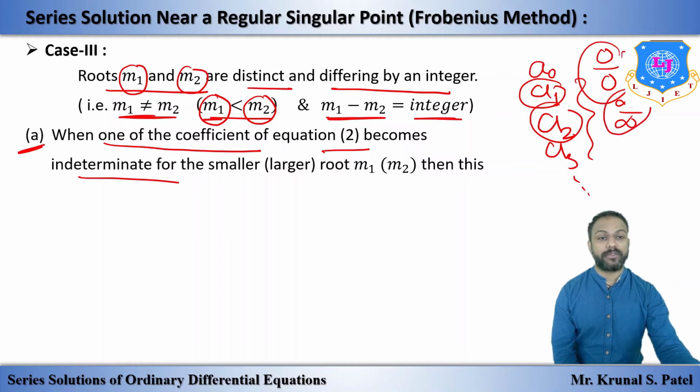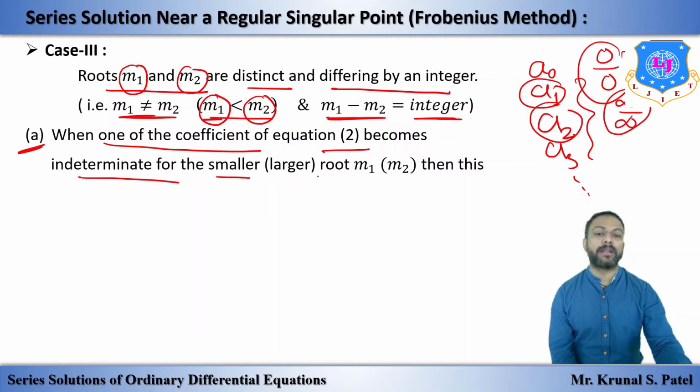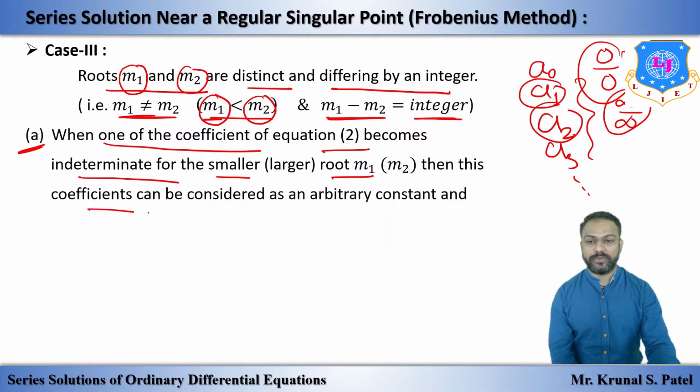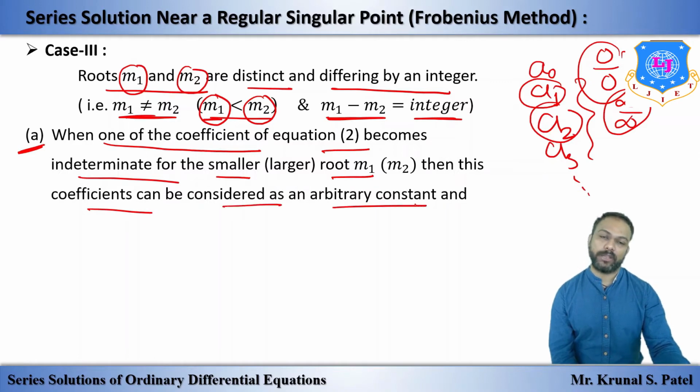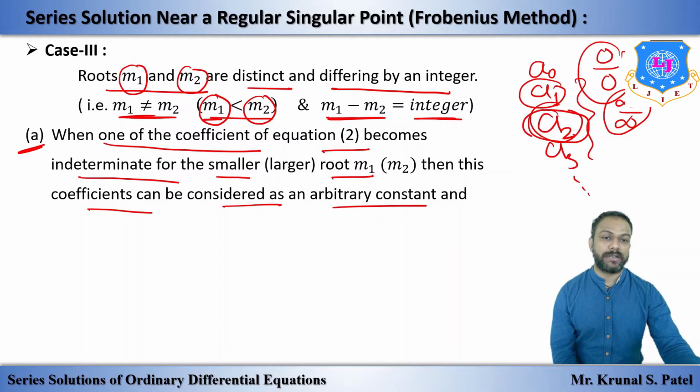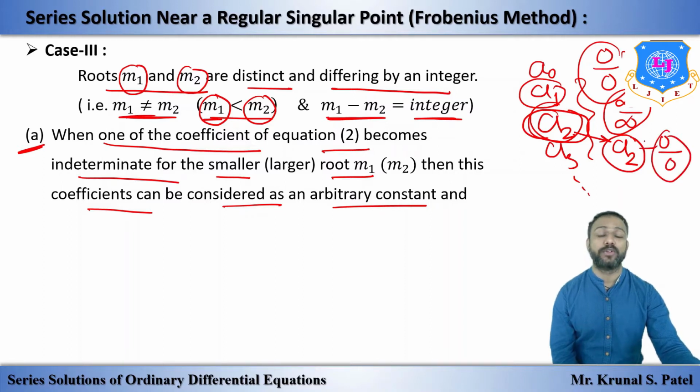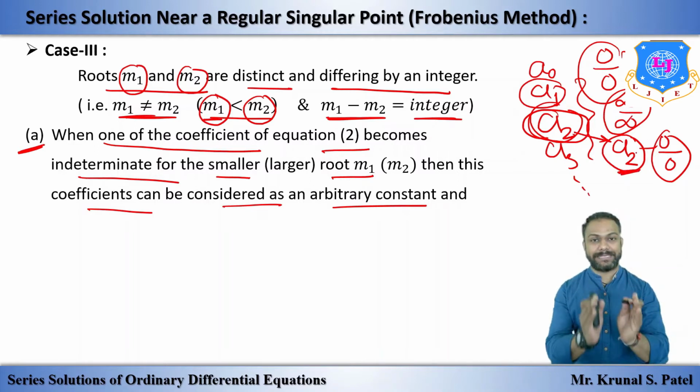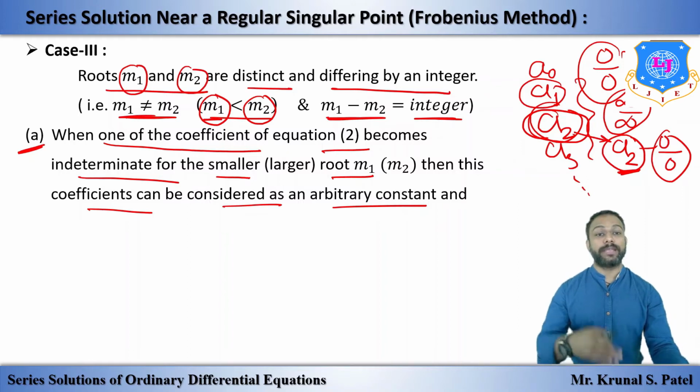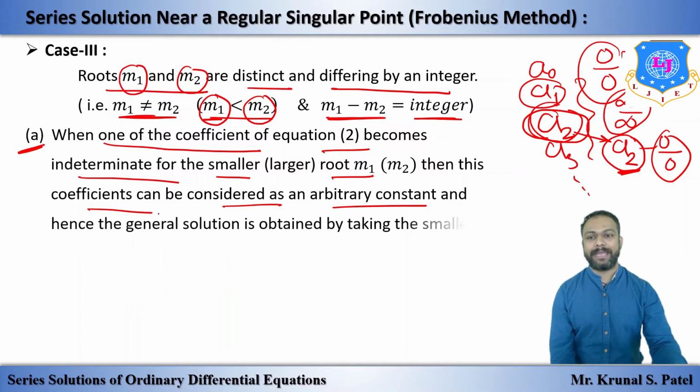If it becomes 0 by 0 or infinity by infinity for the smaller root m1, then this coefficient can be considered as an arbitrary constant. That means you have to consider a2 as a2 only. No need to put the value of this, because this is indeterminate form, because its answer is 0 by 0. So we will not put the value of that m1. Just we will take a2 as it is in that y. If a3 becomes indeterminate, that 0 by 0, then a3 as it is, we will not put the value of m1. And hence the general solution is obtained by taking the smaller root.